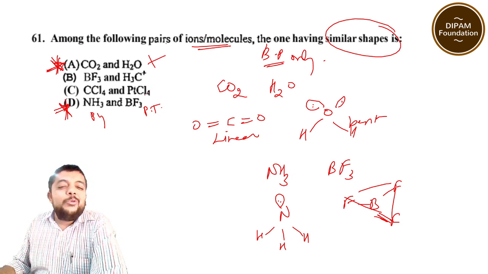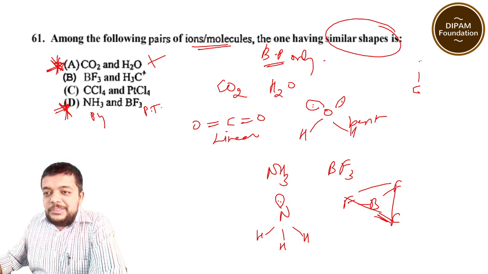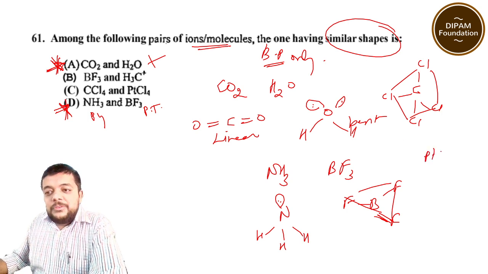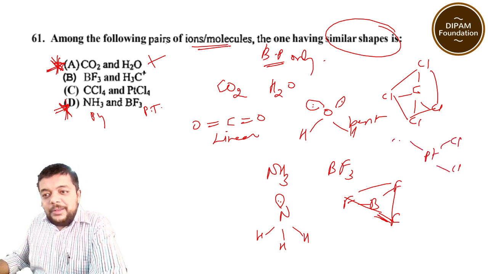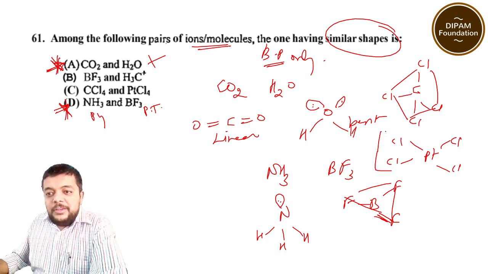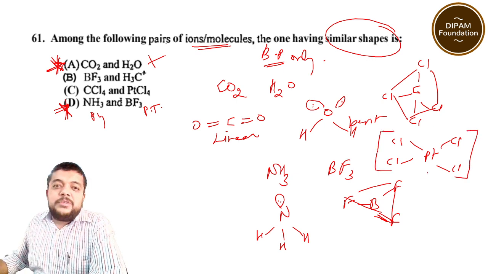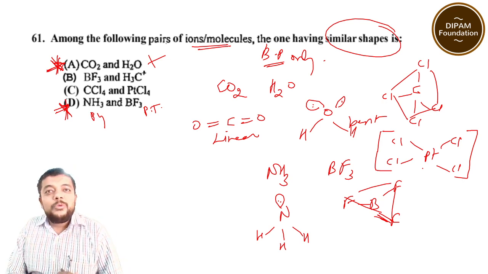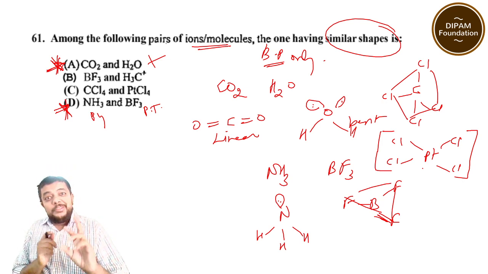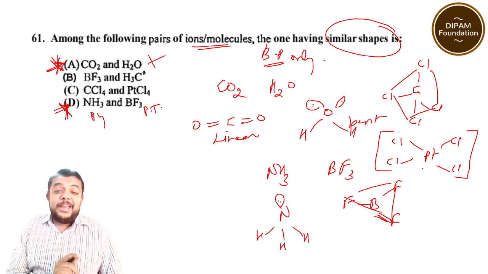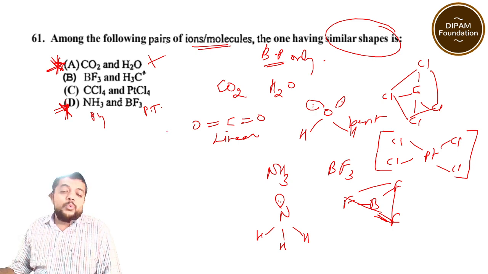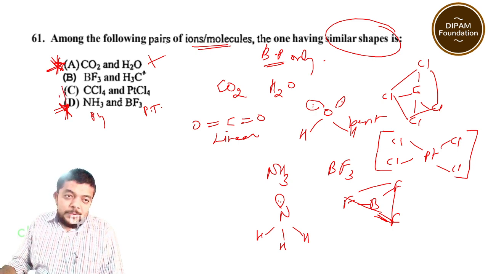CCl4 and PtCl4 will not work because CCl4 is tetrahedral, whereas PtCl4 is not tetrahedral, it is square planar. It is an exceptional case. If you had learned your inorganic chemistry in your final year BSc, you have reaction mechanism of coordination compounds. In that you are replacing Cl with different anions, and there it is very clearly mentioned PtCl4 is square planar. So even this option does not work.